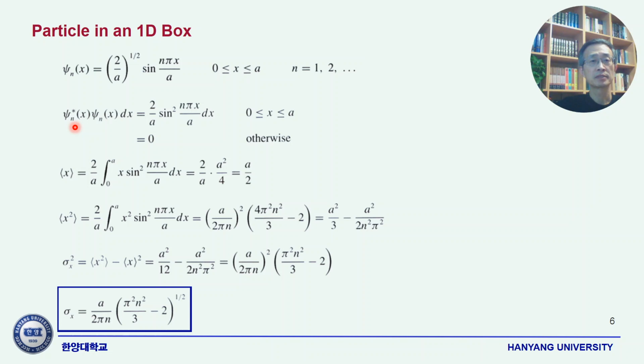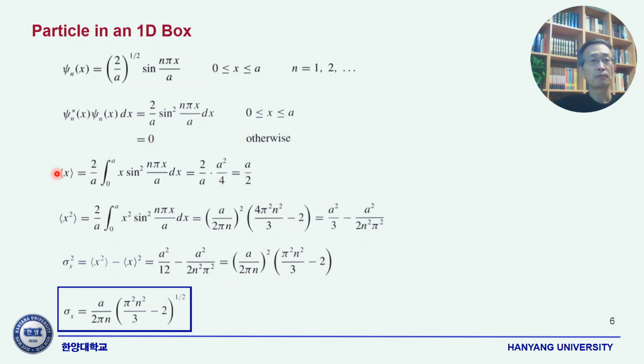Firstly, I will just explain in terms of probability. Remember that psi star psi is the probability. Psi itself is a probability amplitude. This is the probability, which is this square: 2 over a sine square n pi x over a dx, which means that your particle is somewhere between x and x plus dx. This is the probability in this region, and otherwise 0, meaning that you have a particle only in the box.